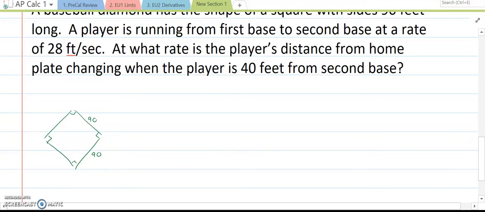So what I am giving you in this particular problem is a distance where the player is 40 feet away from second base. He's about right here. That means there's 50. This is still 90. The next thing that I told you is that his rate, I'm going to call it dP dt. Why P? Because of player. The rate for this player is 28 feet per second.